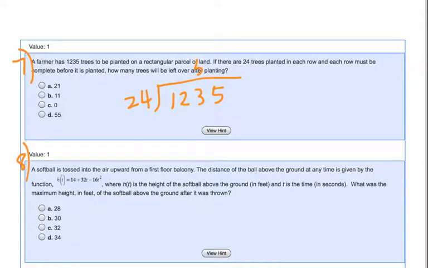So 1,235, we divide by 24. We can get a 5. So 4 times 5 is 20. 2 times 5 is 10, plus 2 is 12. Then I do subtraction. So get 35. Then we can get 1. That means 24. You get 11. So the remainder is 11. That's B is your answer.